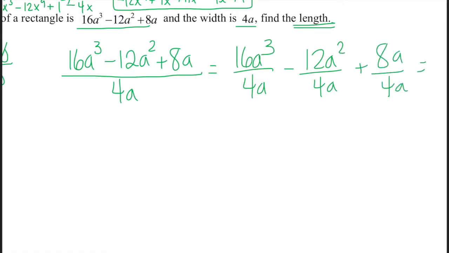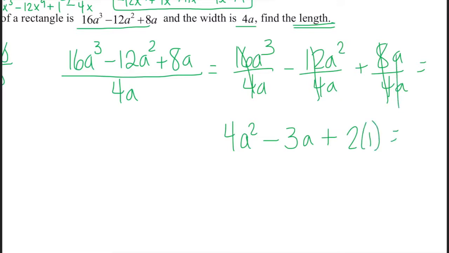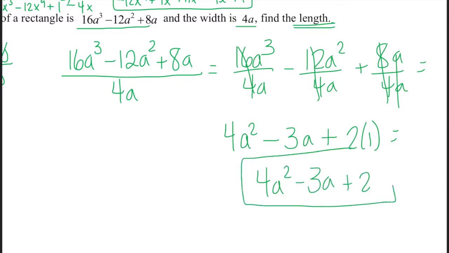And I'm going to simplify. 16 divided by 4 is 4. A to the 3rd divided by a is a squared. 12 divided by 4 is 3. A squared divided by a is a. 8 divided by 4 is 2. And a divided by a is 1. So really 2 times 1 is 2. So 4a squared minus 3a plus 2. This would be the expression for the length.